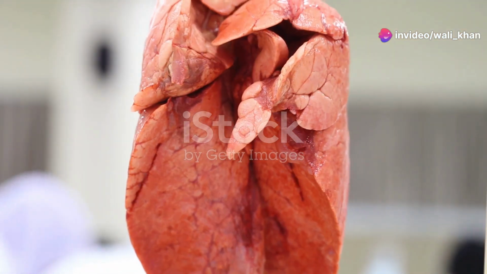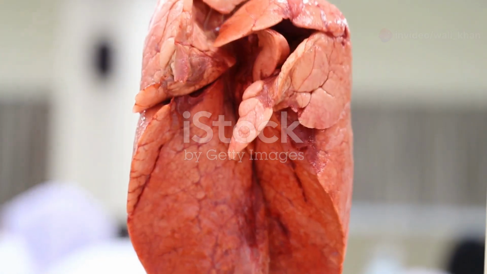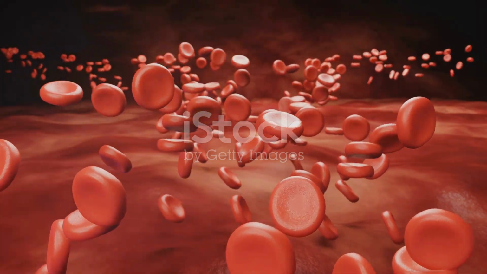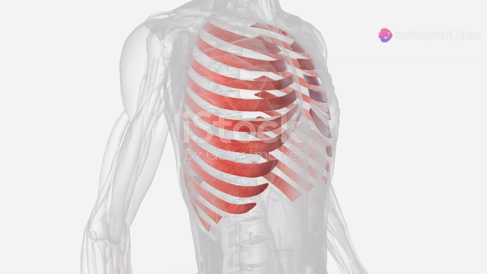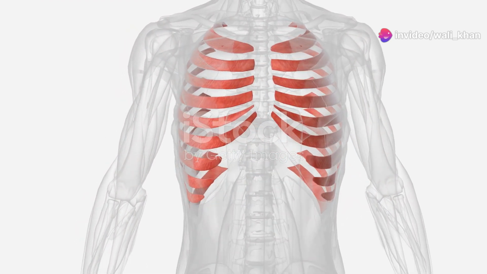Pulmonary ventilation is the process of breathing, encompassing both inspiration and expiration. It allows for the exchange of oxygen and carbon dioxide between the air and the blood. This process is driven by pressure differences created by the diaphragm and intercostal muscles.